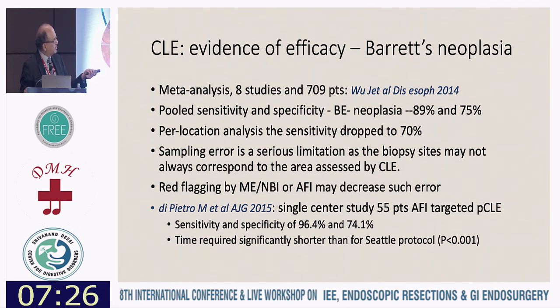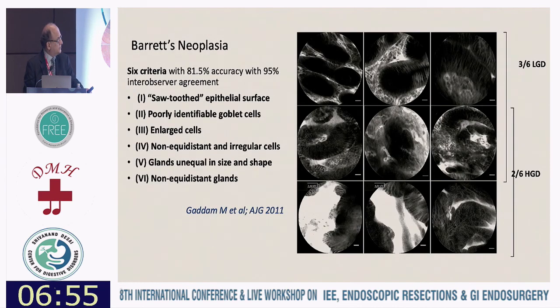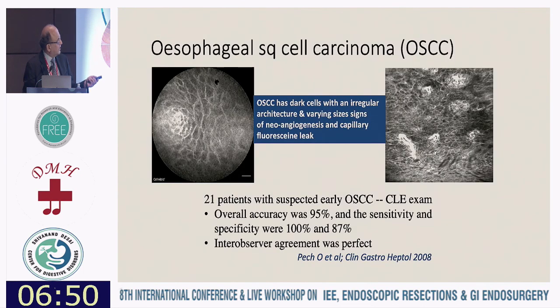And this is one study from a single center which showed that if you apply AFI as the red flag technology and then apply the targeted CLE, then the sensitivity and specificity increases substantially. However, when you talk of specificity, this is important, because if you see the PIVI guidelines, unless you have more than 90% specificity in your pathology equivalent, you cannot use it as a routine. You still have to have histopathology. So these I'll skip because I don't think we need to go into what are the criteria for diagnosing.